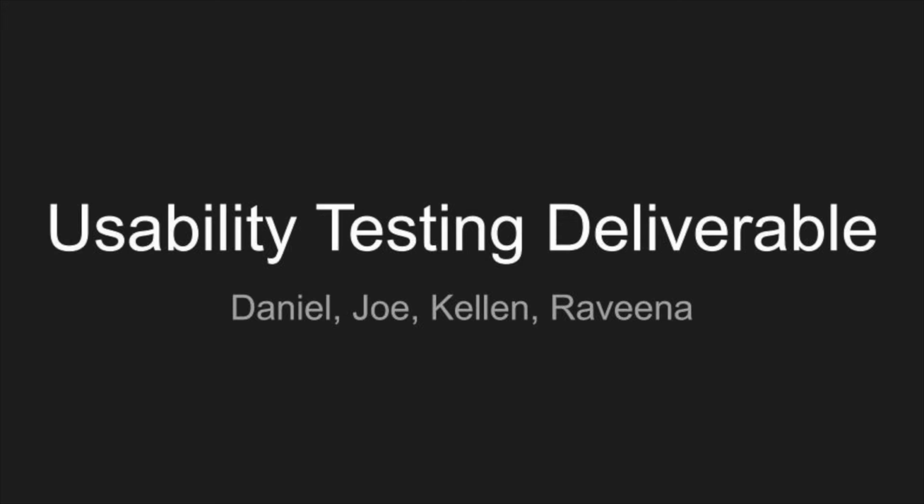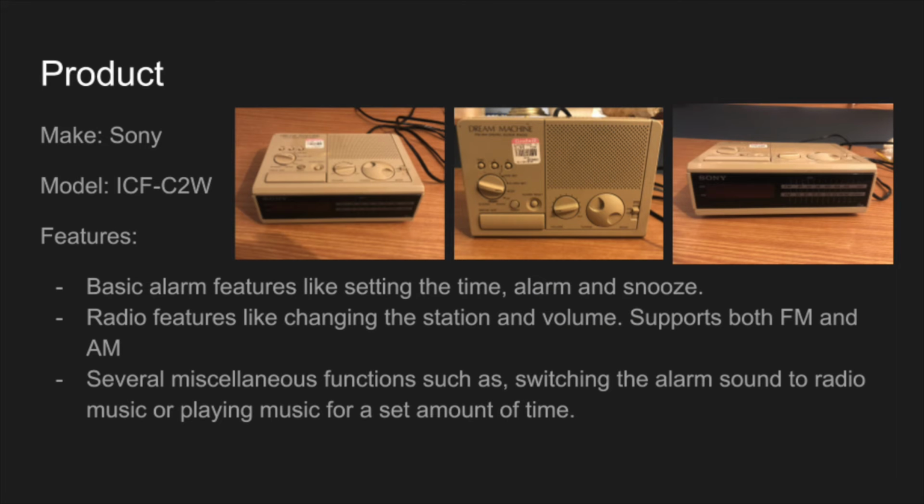For our usability testing deliverable, we had 3 participants test the usability of a product by completing 3 different tasks. The product we chose for a usability test was the Sony Dream Machine alarm clock. Some basic features of the alarm clock include setting the time, alarm, and snooze time, as well as an additional radio feature.